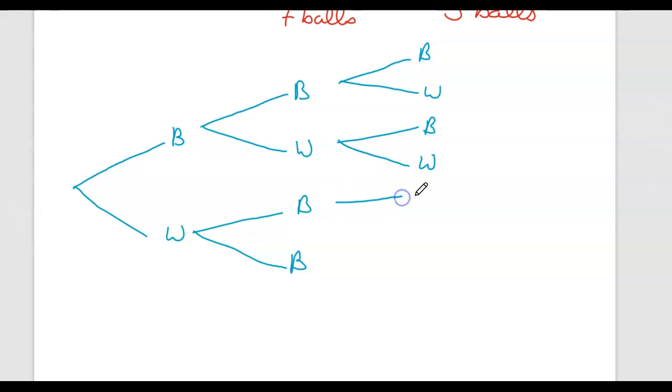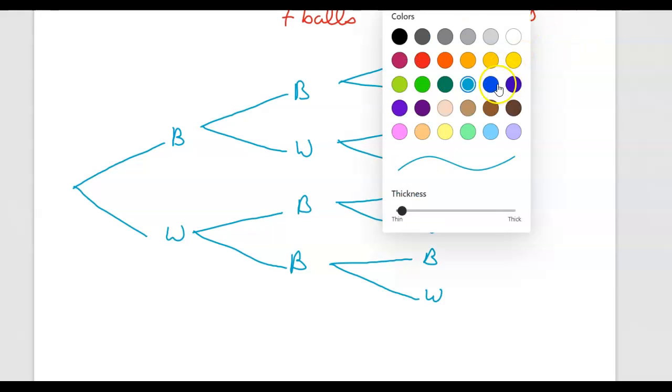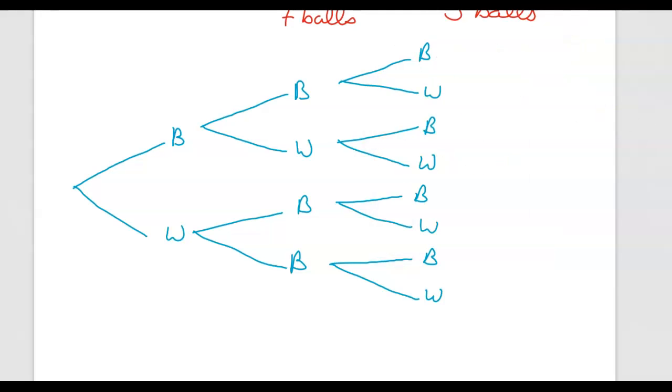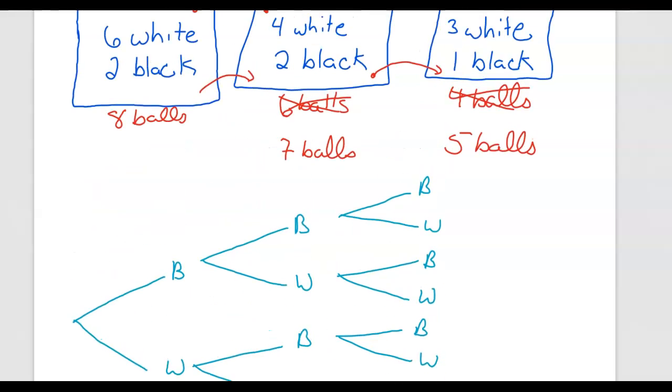And what I'm going to do is go back and put in the probabilities based on how many are in there, based on what we started with, but also based on what we end up drawing. So here's what I mean. To start out with, our first box doesn't change. We have 6 white balls. So the probability of drawing a white ball is 6 out of 8. And the probability of drawing a black ball is 2 out of 8.